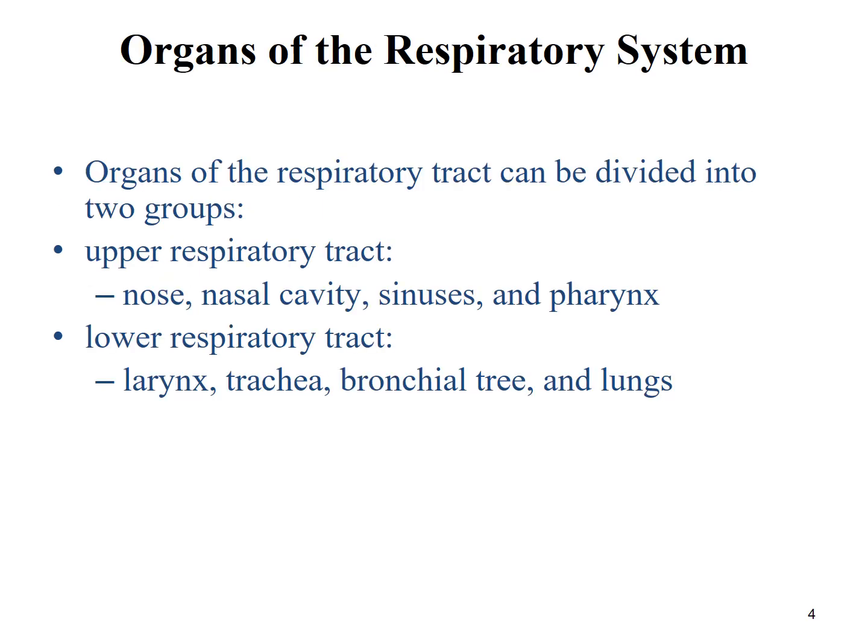The organs of the respiratory system can be divided into two tracts. The upper respiratory tract includes all the structures that are above the larynx, including the nose, nasal cavity, sinuses, and pharynx. Anything from the larynx lower is considered the lower respiratory tract.